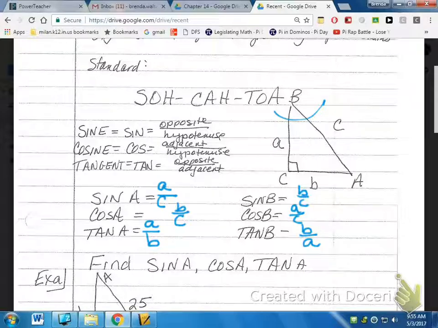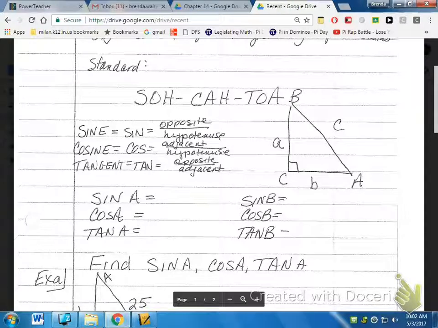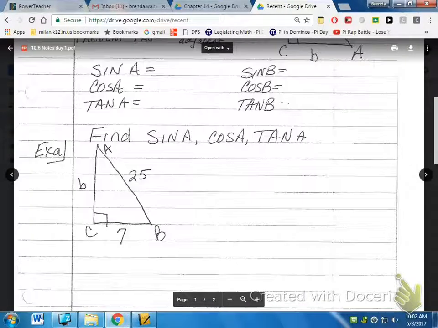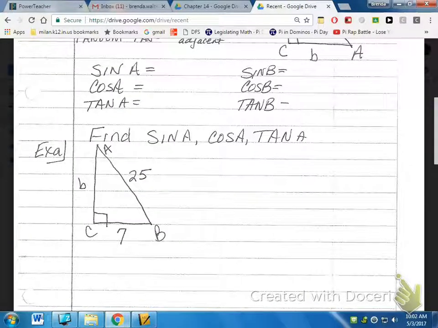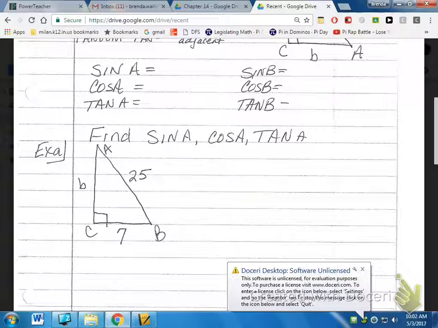All right, so let's go down to an actual example like you're going to have. So first of all, you're going to have something like this example A. Triangle ABC. They give you BC is 7. They give you AB is 25. And they give you little b. And they want you to find the sine of A, the cosine of A, and the tangent of A.